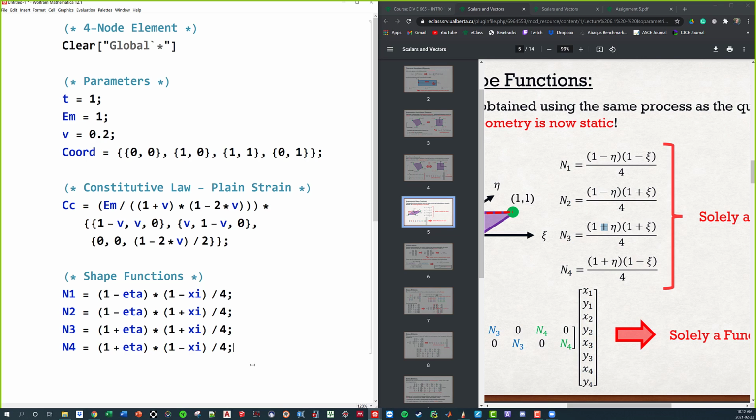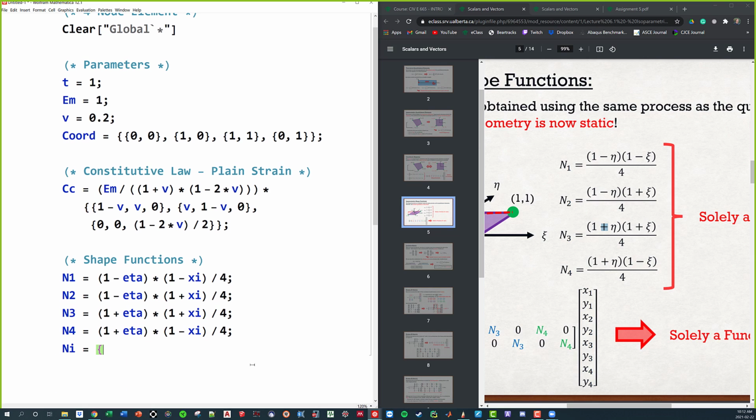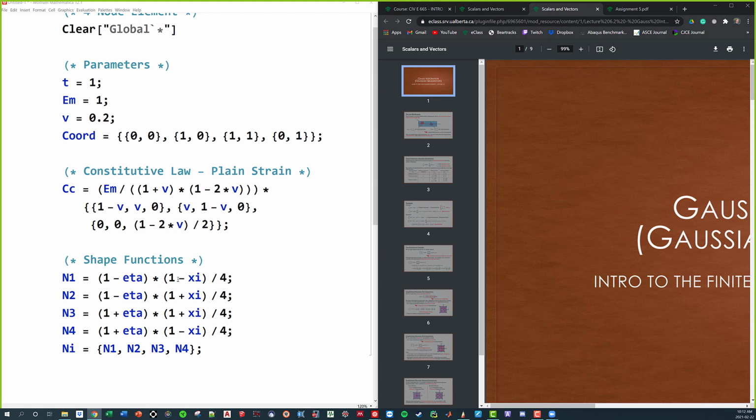So what I'm going to do is take our 4 shape functions, which we've now defined, and make them into a shape function vector. So Ni is N1, N2, N3, and N4. My question for you guys: when you get to the next question on the assignment, which says the stiffness matrix of an 8-node element, will you have to modify this section? If you are doing an 8-node element, will this section right here change?